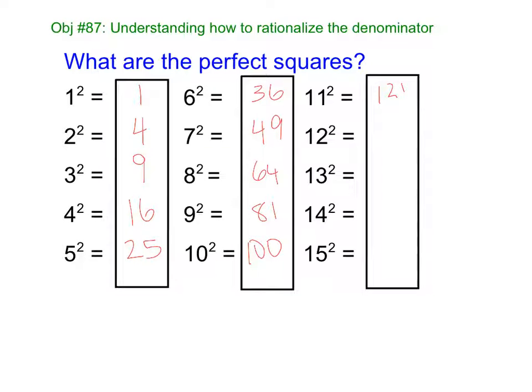121, 144, 169, 196, and 225. So the ones in the boxes are the perfect squares, right? The square root of 36 is 6. The square root of 49 is 7. There are more perfect squares than these, but these are the small ones that we use the most. So really ugly 225.